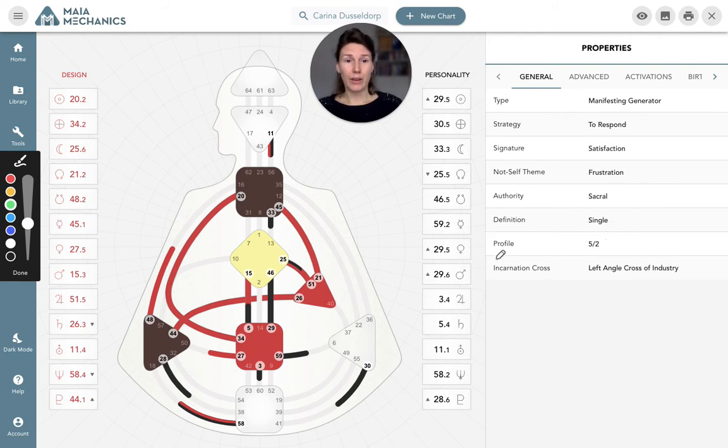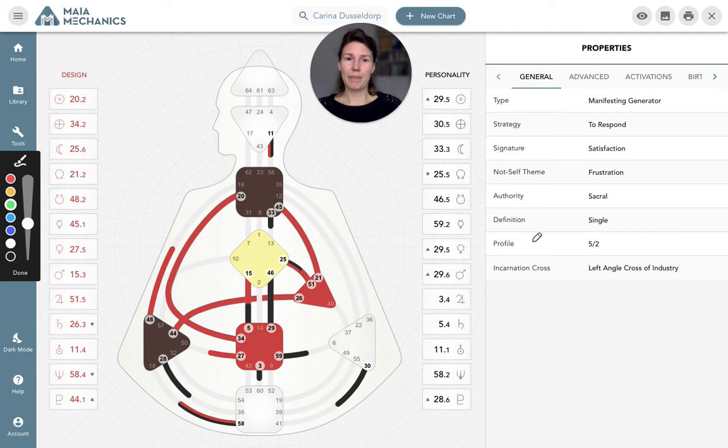And then the profile. The profile is basically the character or the costume you wear this life. If you see life as a play, the type is the role you play in this life. The strategy is how this role interacts with everyone else, with life. The authority is how this role best makes decisions. And the profile is the character of this specific role. So if you say, what kind of role am I, I'm a manifesting generator. So what kind of manifesting generator am I here to be? What role? What character?